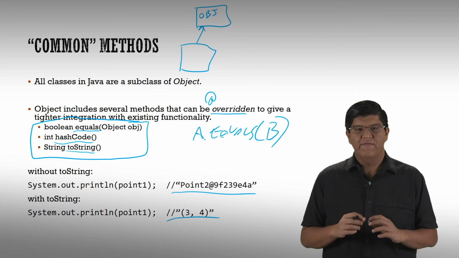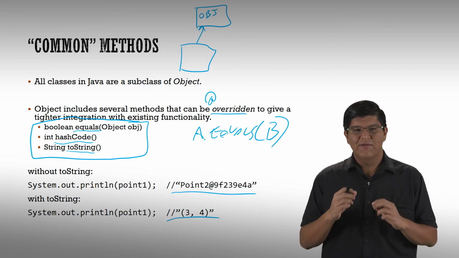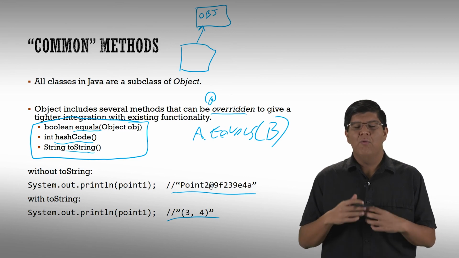All right, so hopefully that jogs some memories there. You guys should know equals, hashCode, toString, what they are, and why we want to implement them.